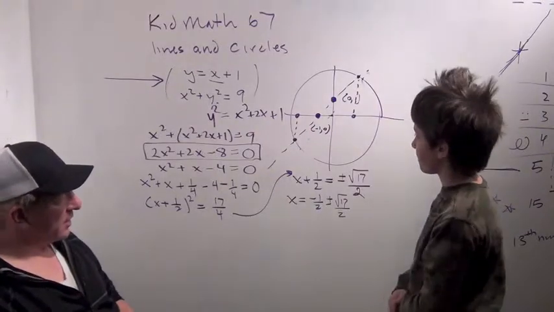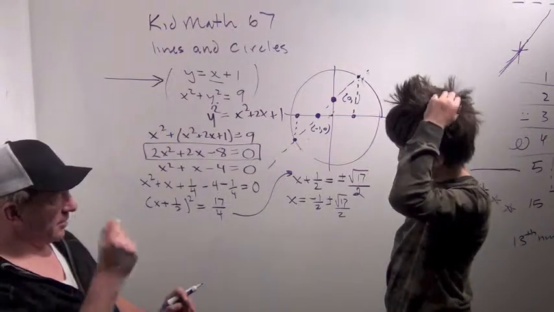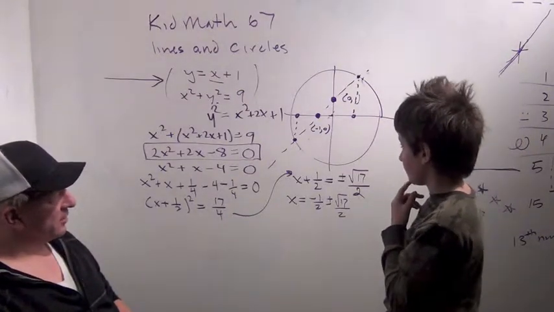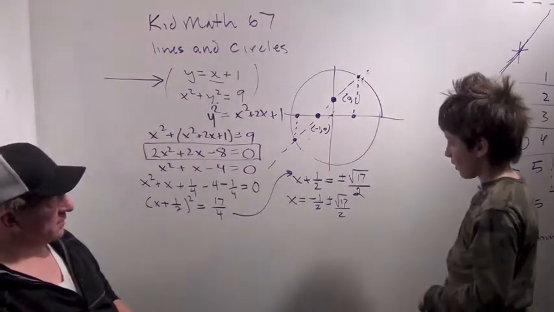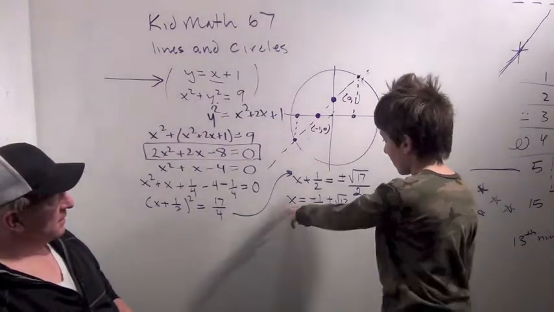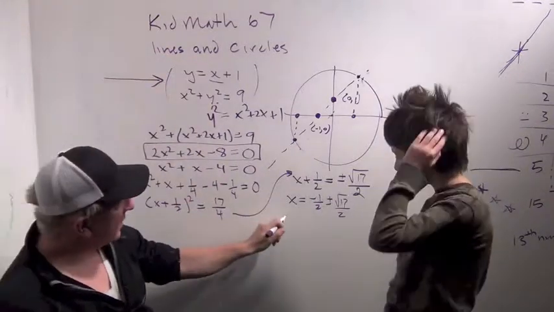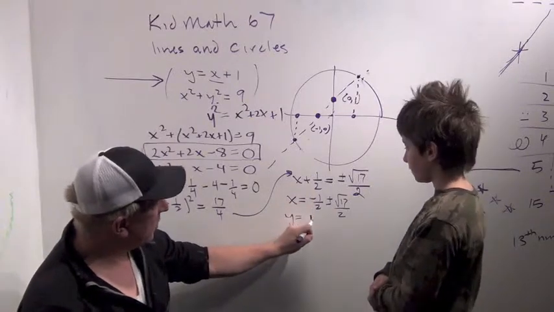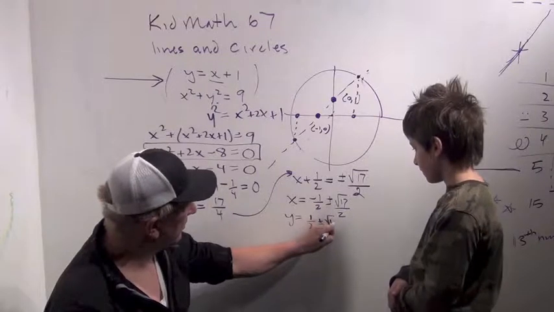Now I need to find the y coordinates too. I'm going to tell you that finding the y coordinates is a snap. How do I know what the y coordinates are in just like 1 second? Boom. Well, y equals x plus 1. So the y coordinates are going to be plus 1 to this, right? So 1/2 plus or minus the square root of 17 over 2.